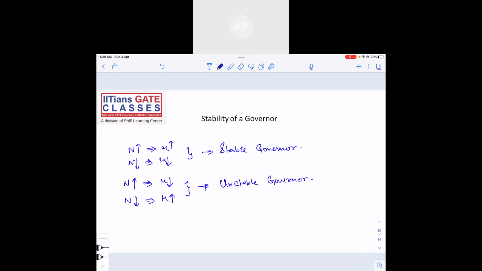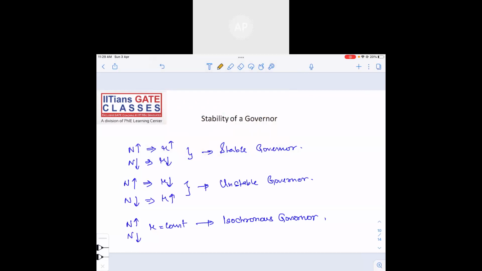Unstable governor. And there is also a possibility that you increase the speed, decrease the speed, and r is equal to constant. This is also possible. This is called isochronous. This is known as an isochronous governor. So this is also important.